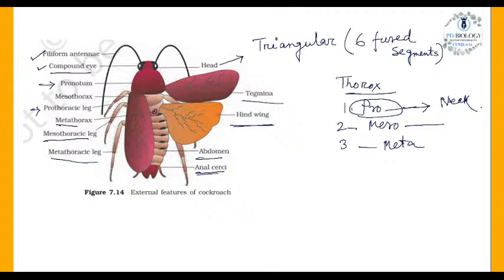Each thoracic segment bears a pair of walking legs. Two pairs of wings, that is two forewings and two hind wings. The forewing, that is mesothoracic, very important. Forewing is mesothoracic, it is called tegmina. And the hind wing, that is metathoracic. This is mesothoracic, that is metathoracic.